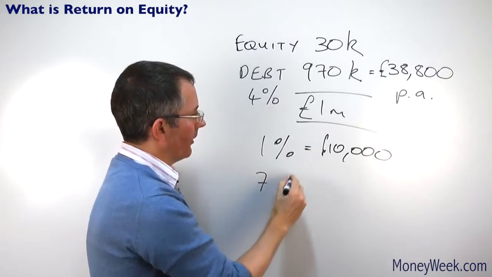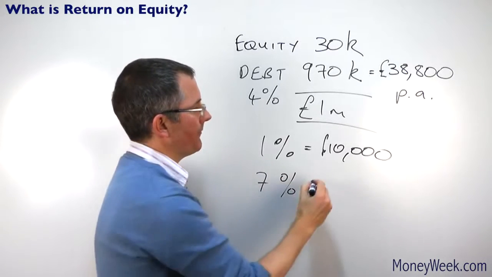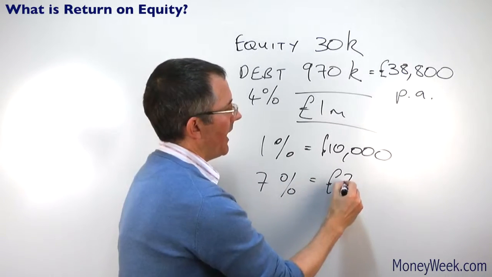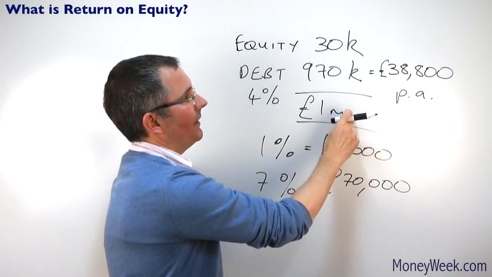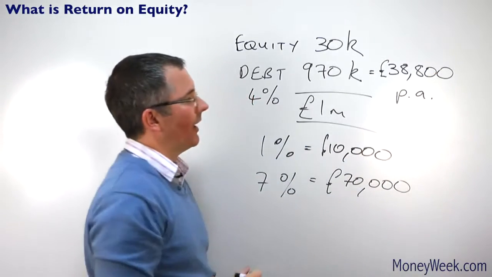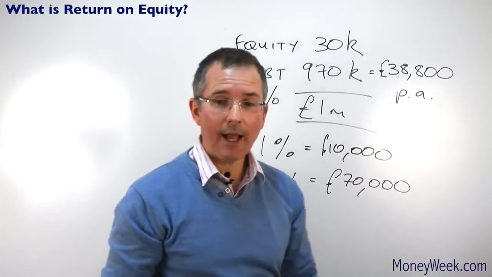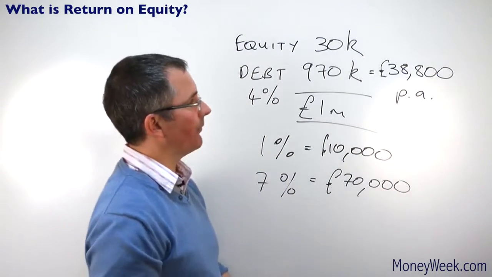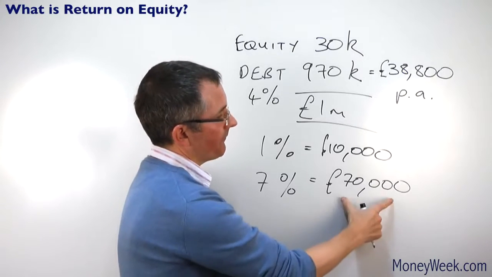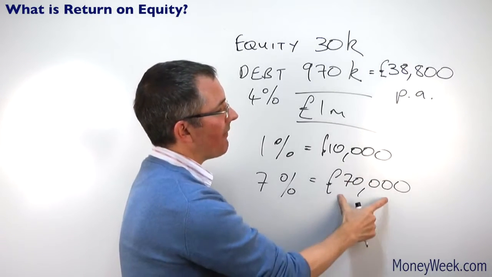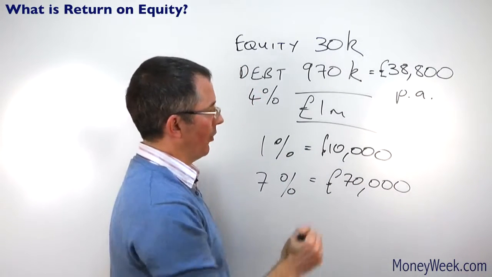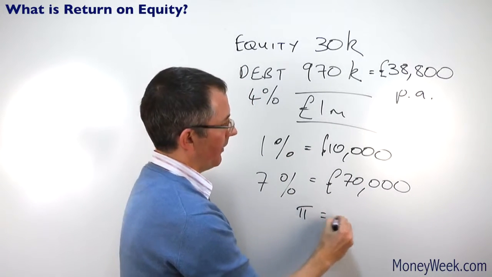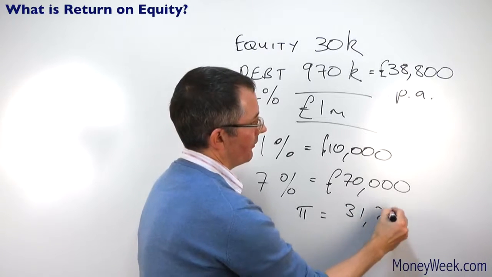But what if the directors can make a return of 7%? That is 70,000 on assets employed of £1 million. Take out the 38,800, and you're left with 31,200. So if we manage to boost our assets by 7%, and still have to pay the interest bill, we're left overall with a profit of 31,200.